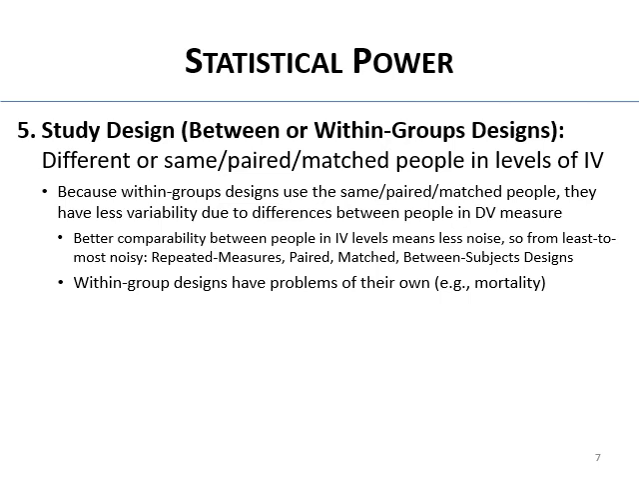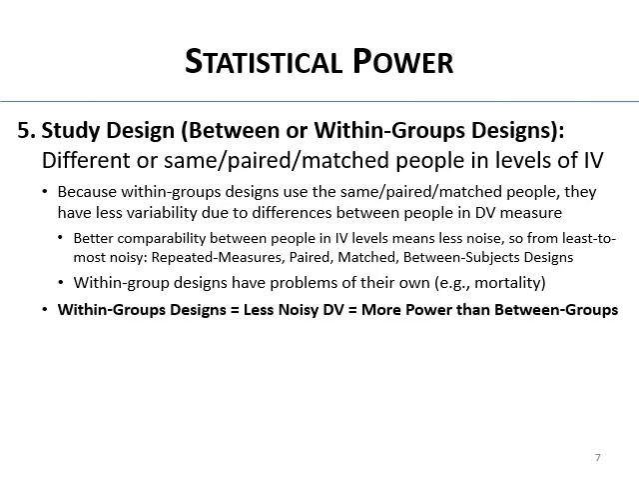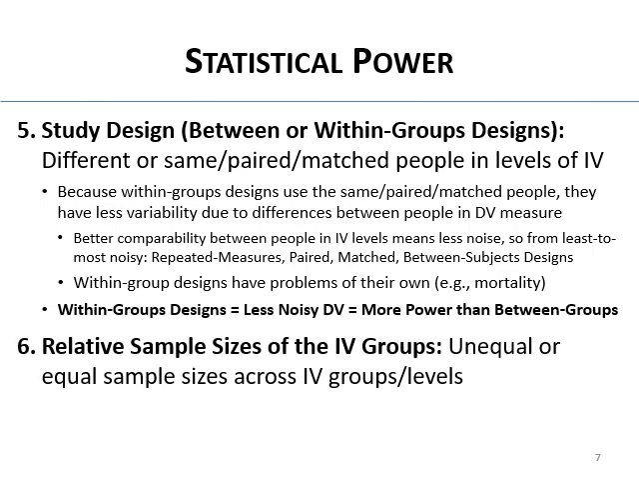Within-groups designs, however, have some problems of their own, which we'll talk about in the future. There's mortality over time. People drop out is what that means. Within-groups designs are less noisy in measuring the DV, so therefore they are more powerful than between-groups designs.